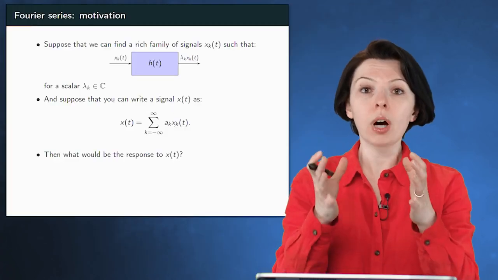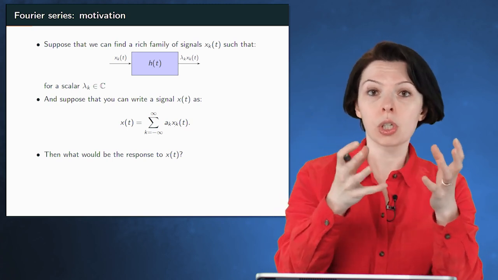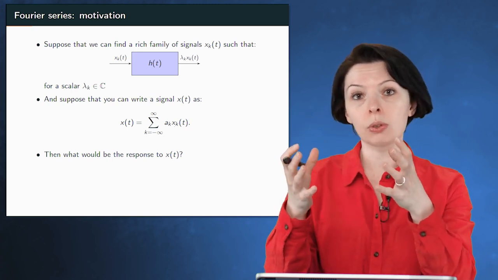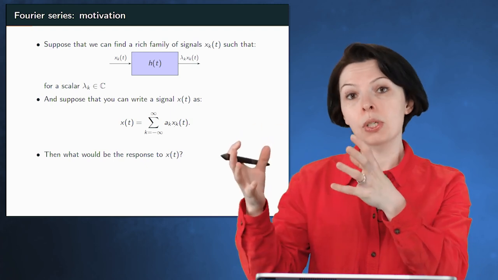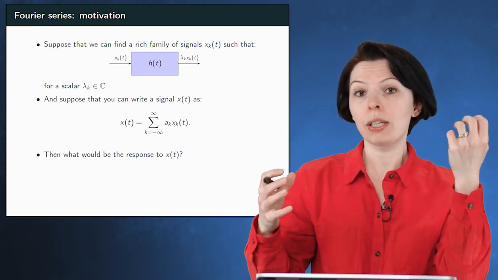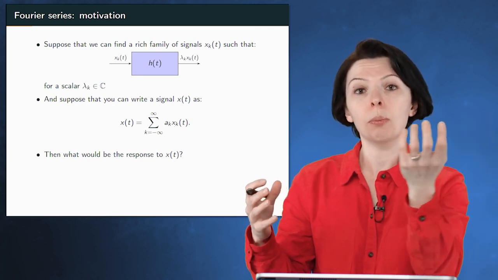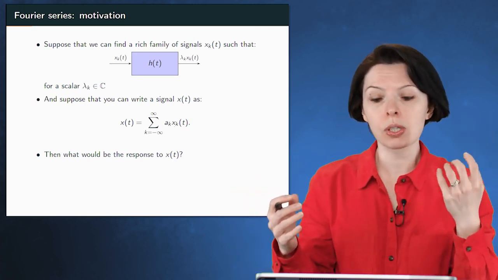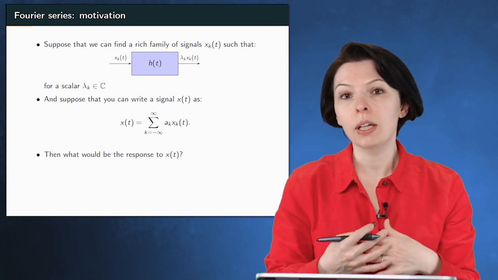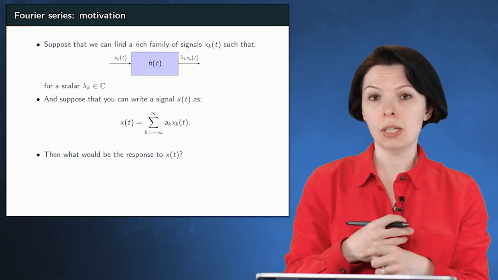That means we find the base signals such that when you apply them to the LTI system, the output is going to be the scaled version of the base function. And on top of that, you can write an arbitrary signal as a linear combination of these base functions. So what do you think is going to be the output of the LTI system when you apply this input signal?